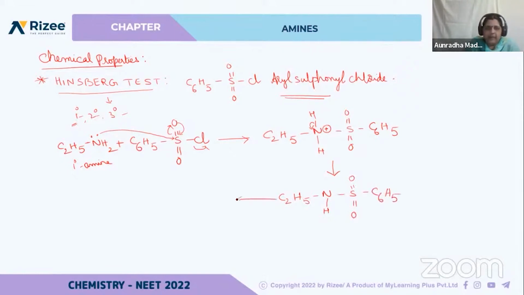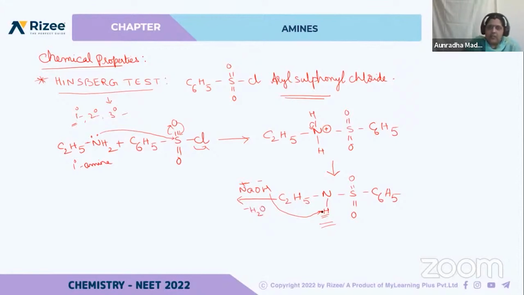If we conduct this test in a basic medium, so NaOH or KOH, any base, what happens? This compound is soluble in NaOH. Why? Due to the presence of this acidic hydrogen, this compound is going to be soluble in NaOH. Because we know NaOH splits into Na plus and OH minus. This OH minus goes to the hydrogen and drags it out as water.